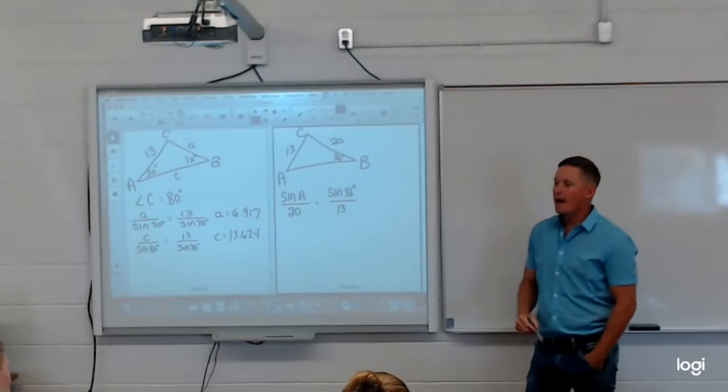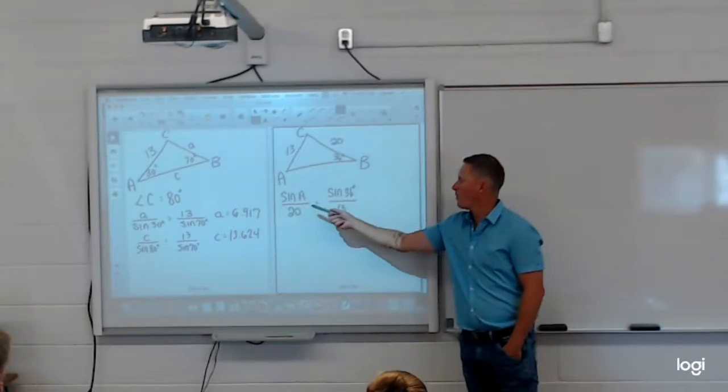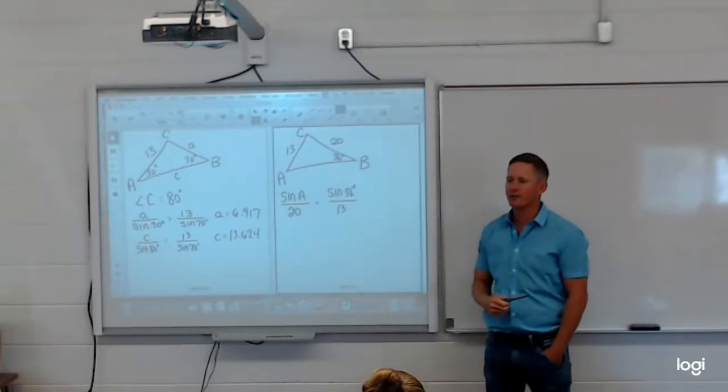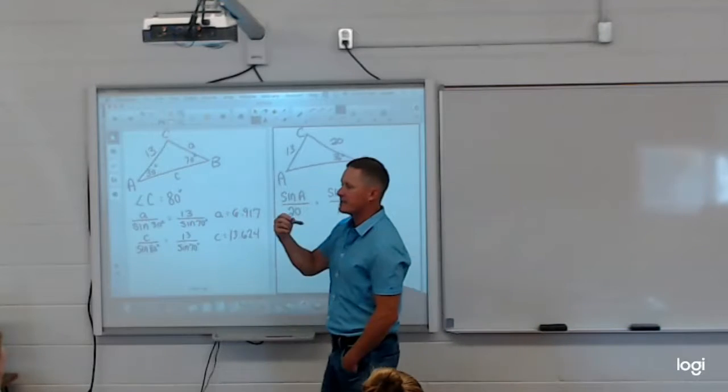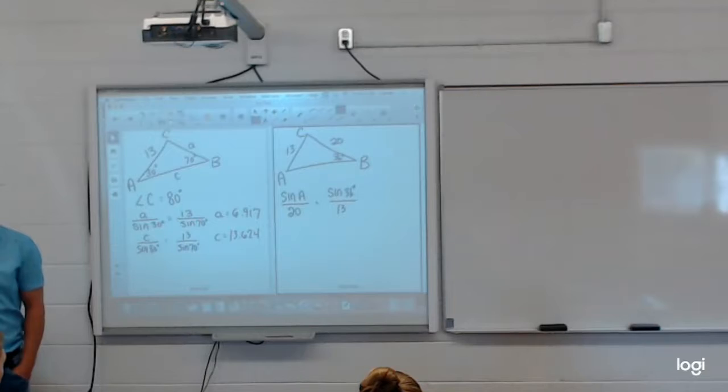Okay? So the math is very similar with one catch. I've got to go 20 times sine 36 divided by 13, but then I need to go second function sine to get A by itself. For each of them, anytime you use sine to find the angle, that's right.